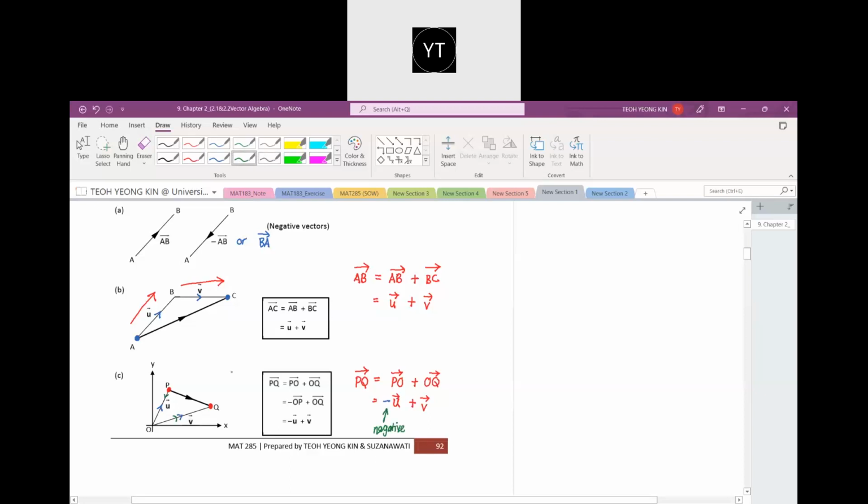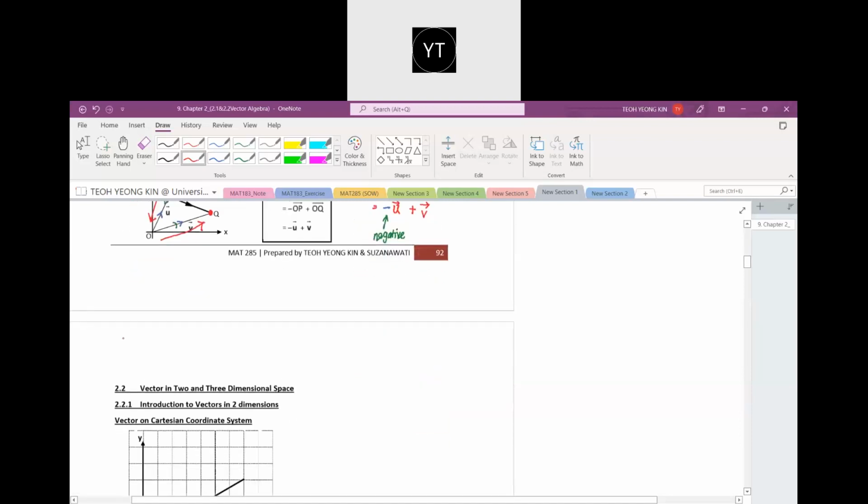Bila kita ubah arah dia, sebab daripada O to P, dia punya vektor adalah positive U. Tapi sekarang kita nak daripada P to Q. If we want to move from P to Q, first we need to move P to O dulu, and then baru O ke Q. That's why bila kita tukar arah, we need to put a negative. That's why sini ada negative vector U plus vector V.